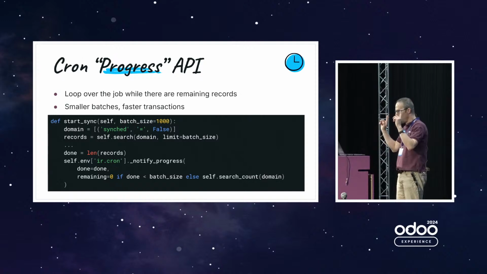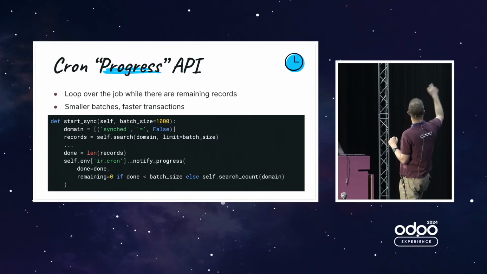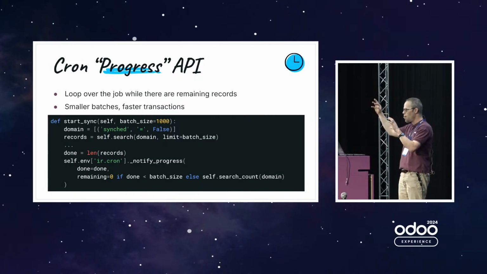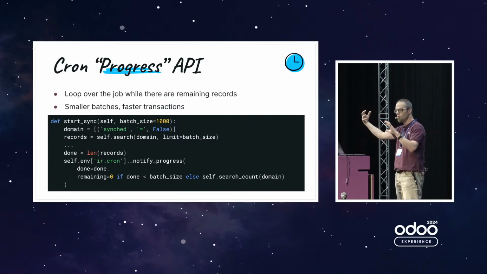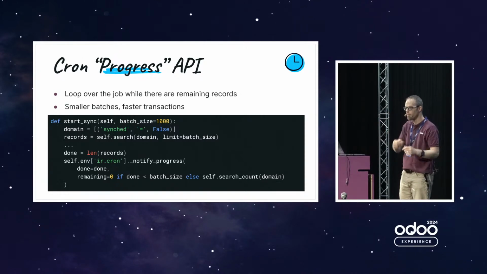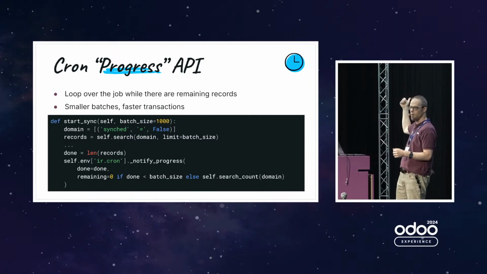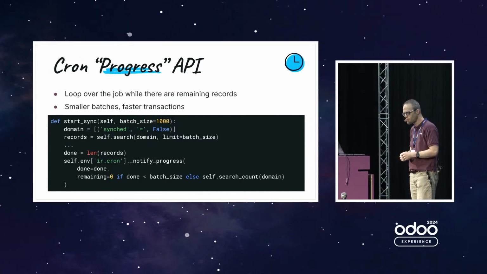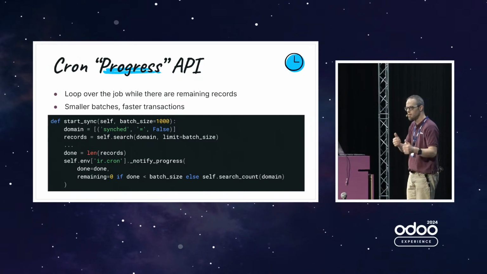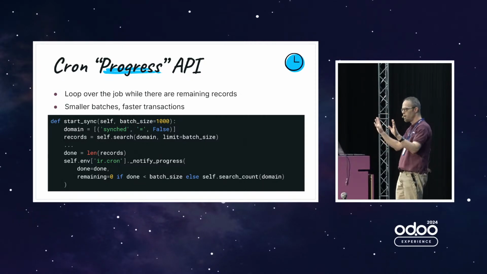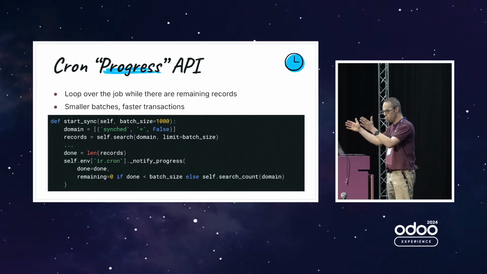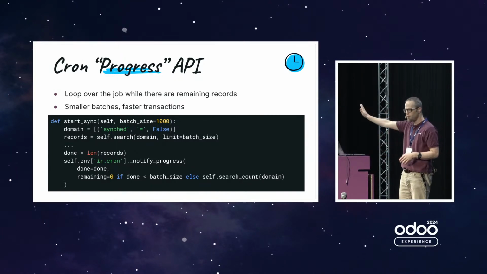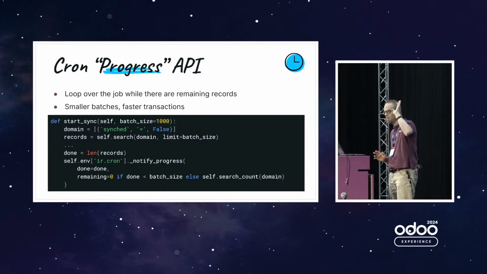Essentially, there's a method called notify progress. The cron executor calls the job, and the job is usually a method simply called on a model. And that code can say to the executor, by the way, here is what I made. So you give two numbers: how much you have done and how much is left to do.